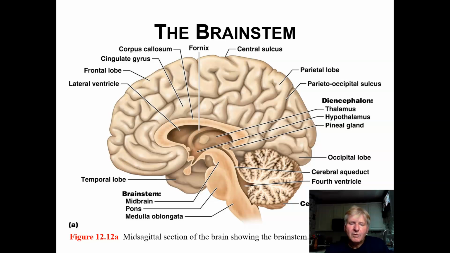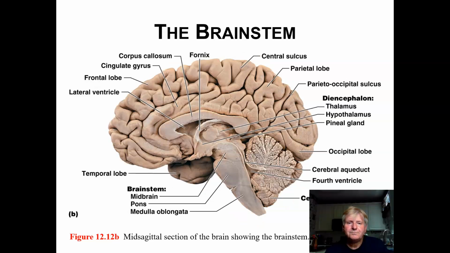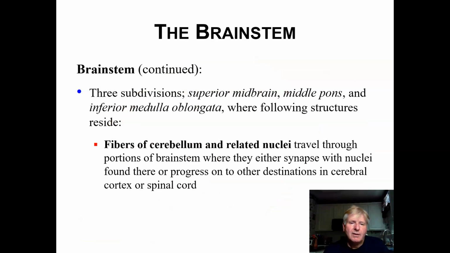So here's a mid-sagittal section of the brain showing you the different regions of the brainstem: the midbrain, pons, and medulla oblongata. And that's a mid-sagittal section of a cadaver brain, showing you the brainstem. So the three subdivisions are the superior midbrain, the middle pons, and the inferior medulla oblongata, where you find several structures.